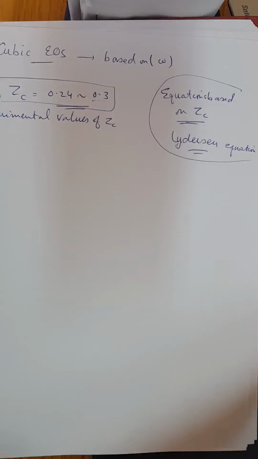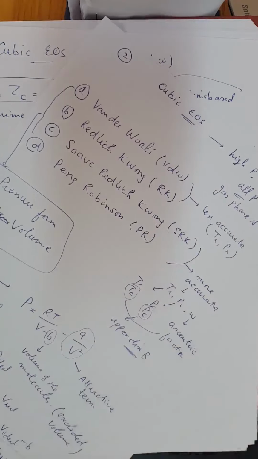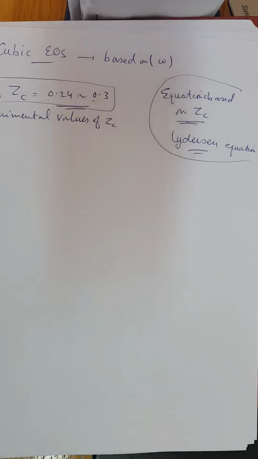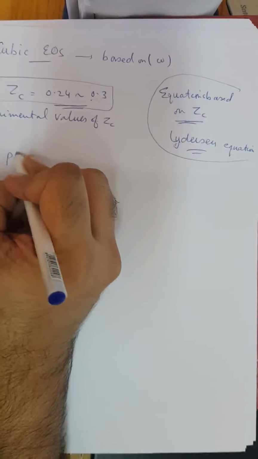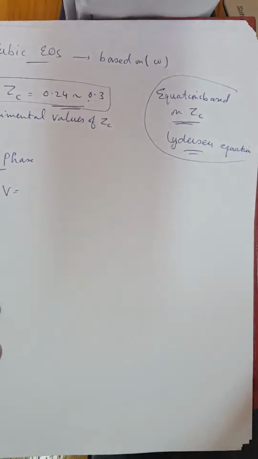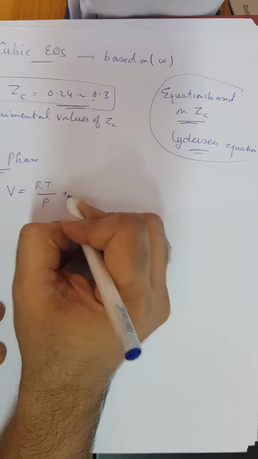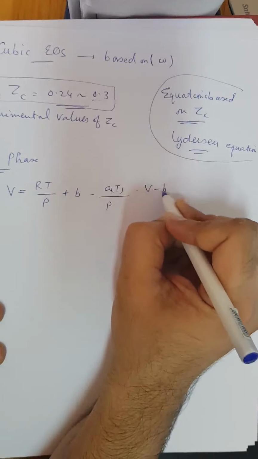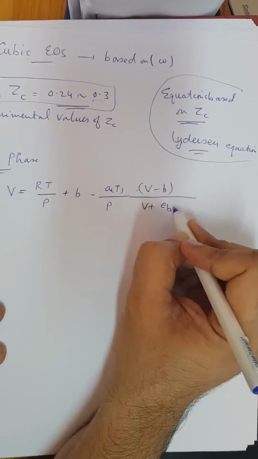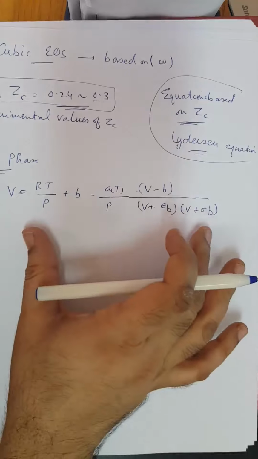Then let's see what we can do. I told you there are three forms. The pressure form I have already written and will share with you; you can also see it in my slides. Let's talk about the volume form and the Z form. For the gas phase, I will add both here. The volume form is V = RT over P plus B minus (AT over P)(V minus B) over (V plus epsilon B)(V plus sigma B). This is the volumetric form for the gas phase.